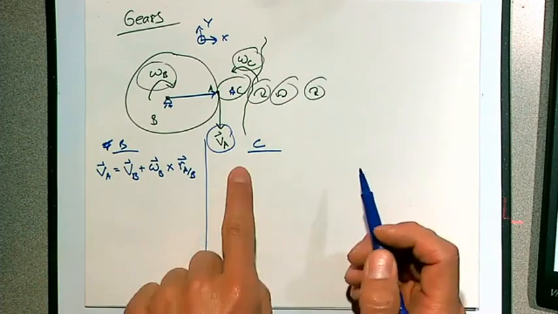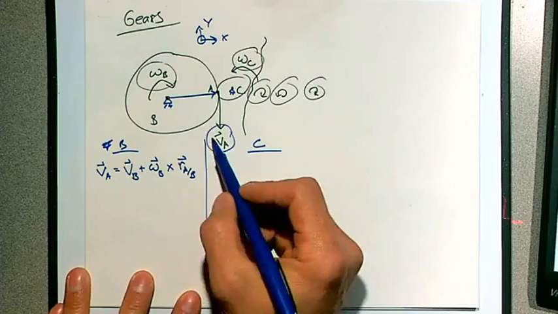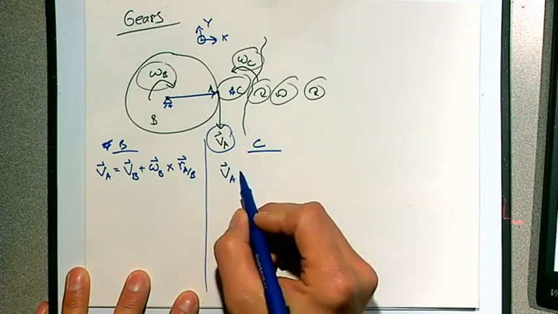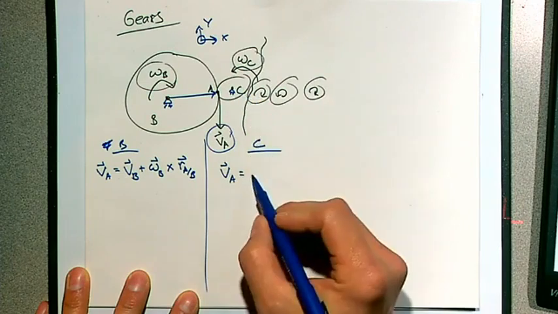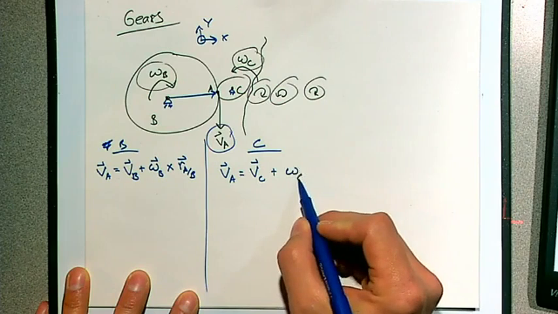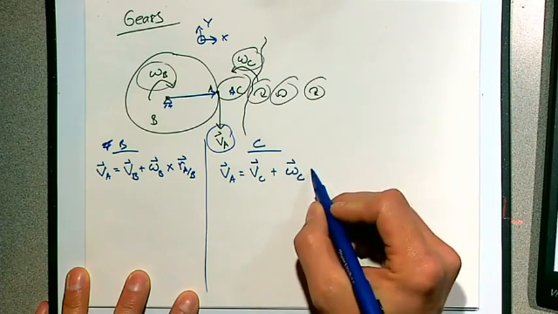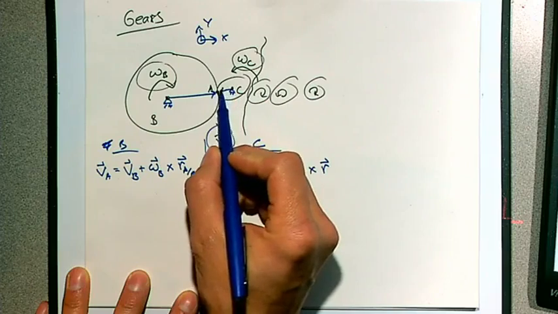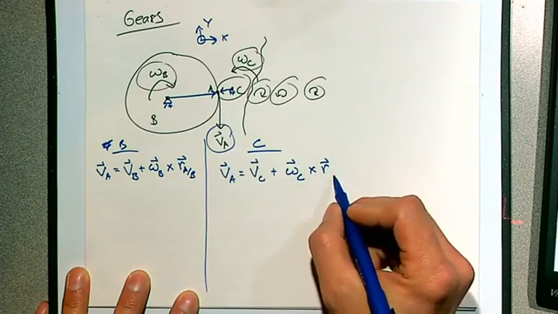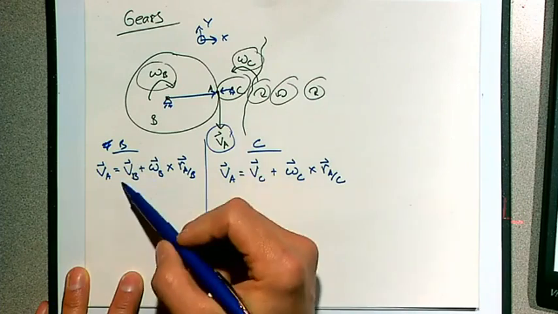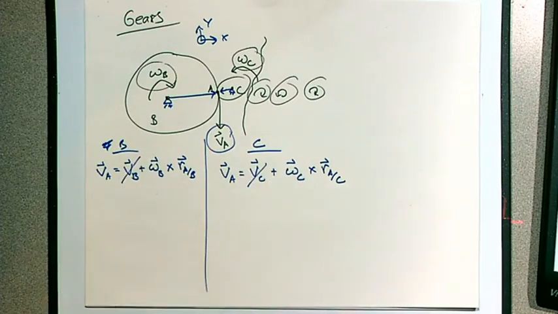Okay? Do the same thing for C. Again, I'm writing the velocity of the A vector, though. So I've got the velocity of C plus the angular velocity of disk C, or gear C, crossed with this vector now, from C to A. Well, if these guys are pinned, B and C aren't going anywhere, right?